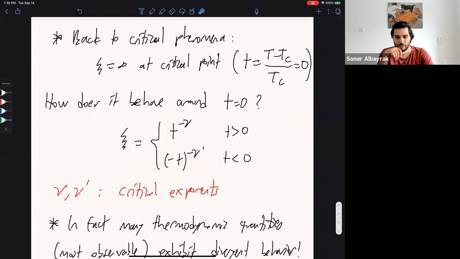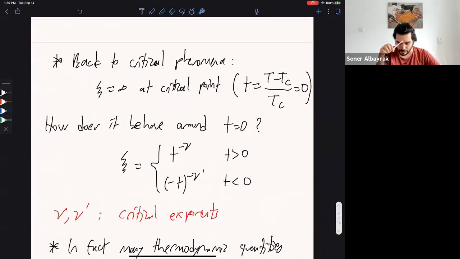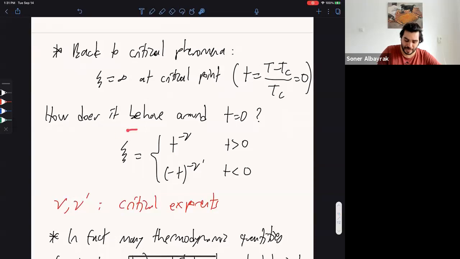Okay, good. Nice. So if we go back to critical phenomena, we said the thing is that the correlation length becomes infinite at the critical point, which we can parameterize like this. The small t is called the reduced temperature. It's basically the temperature minus the critical temperature, divided by the critical temperature. So at small t equal to 0, xi becomes infinite. But the question is, how does it behave around t equal to 0? And we observe that it behaves like this, regardless of the microscopic theory.